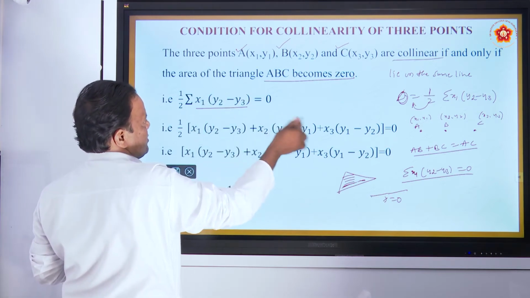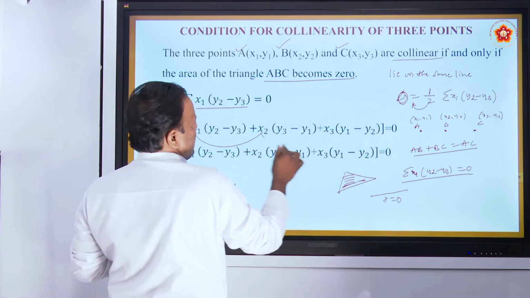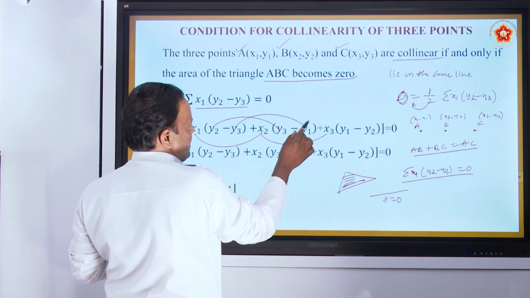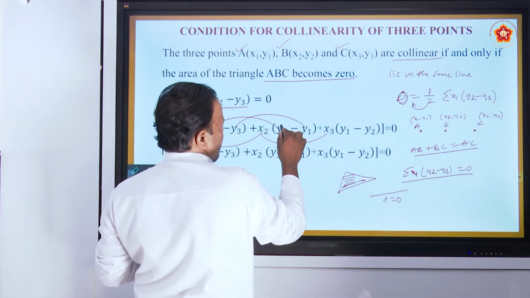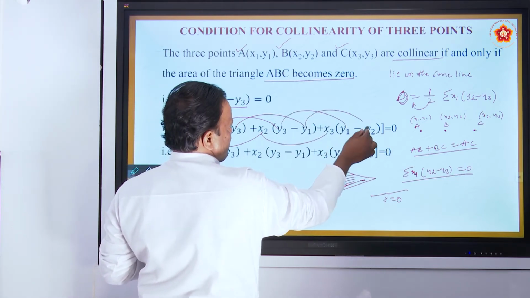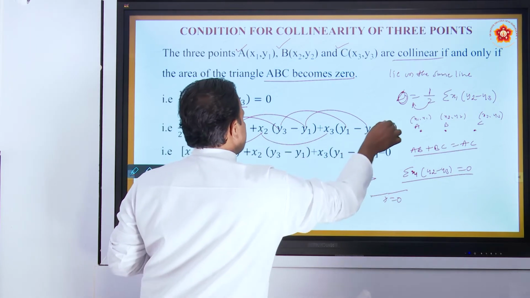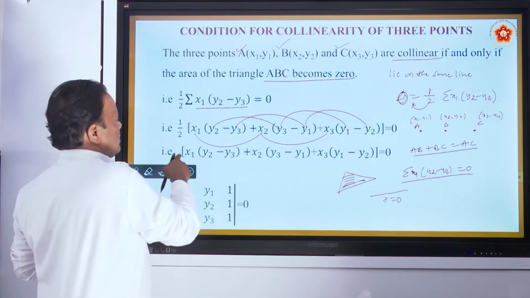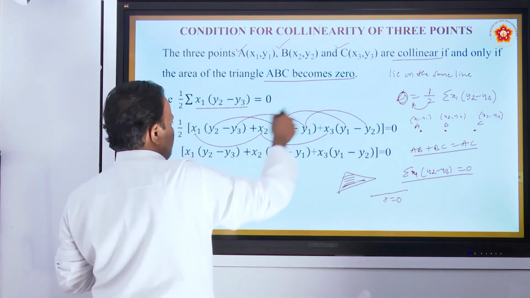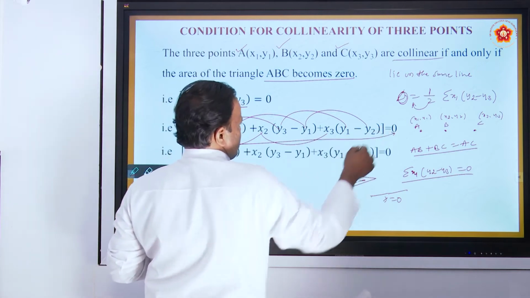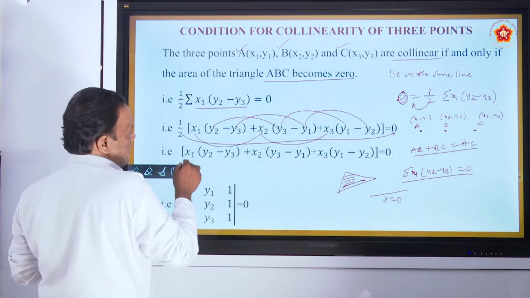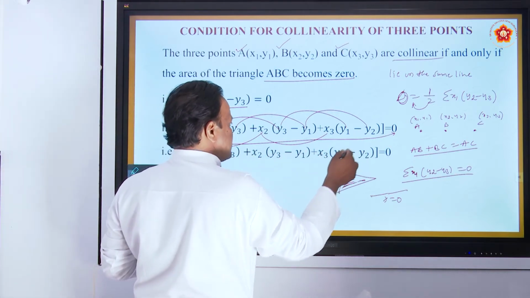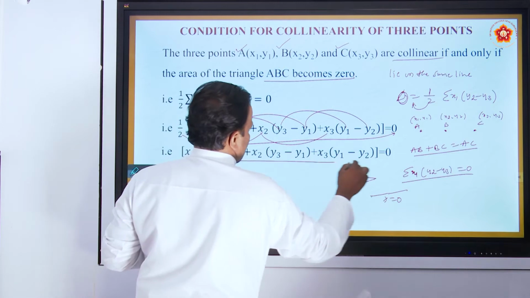First term as it is, then instead of x1 write x2, instead of x2 write x3, instead of y1 write y2, instead of y3 write y1, and so on for the next terms. If the expansion of this is equal to 0, then we say that the 3 points are collinear. Same thing here, take 2 this side, 2 into 0 is 0. Finally remaining: x1 (y2 minus y3) plus x2 (y3 minus y1) plus x3 (y1 minus y2) equal to 0. This is the condition for the 3 points to be collinear.